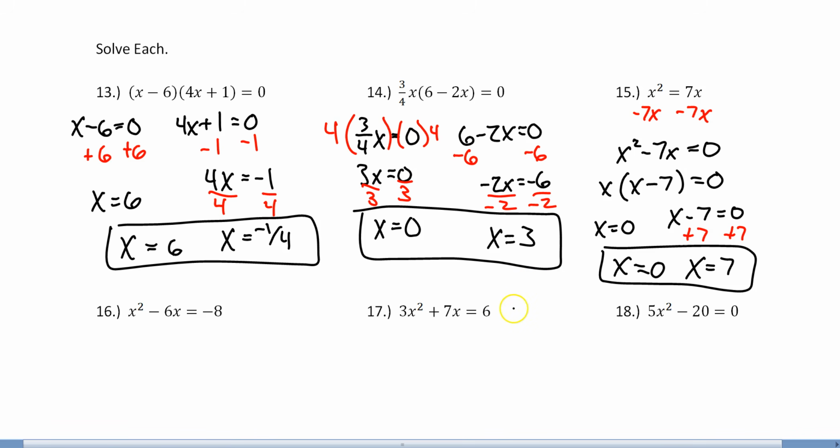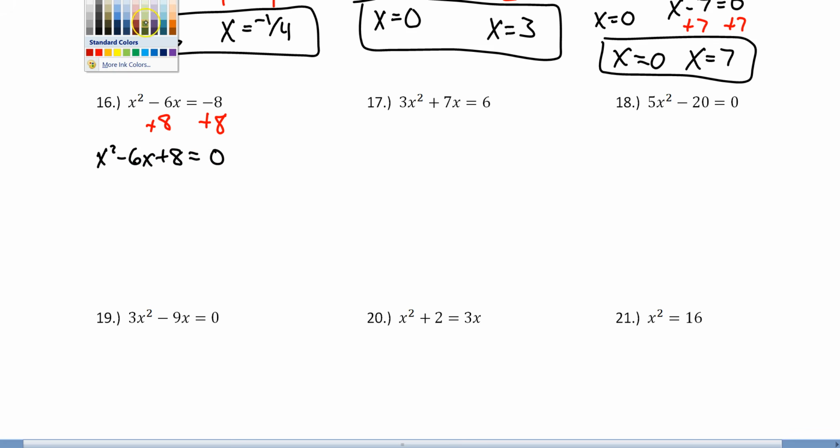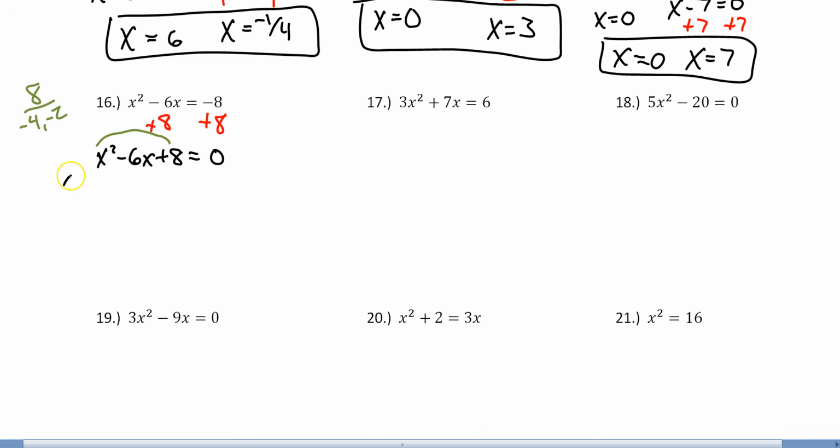The next one, once again, I got to get set equal to 0 first, so I'm going to add that 8 to each side. And then I always try factoring first. Since this is a trinomial, 3 terms, I build a bridge. 2 numbers that multiply to a positive 8 but add to a negative 6 are a negative 4 and a negative 2. I get to use my shortcut on this one because the a value is a 1, so I can go right to the 2 factors, x minus 4 and x minus 2.